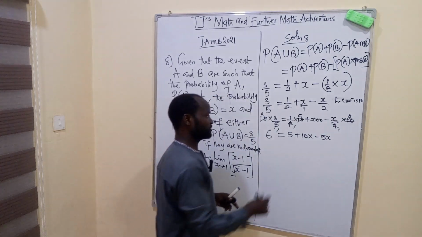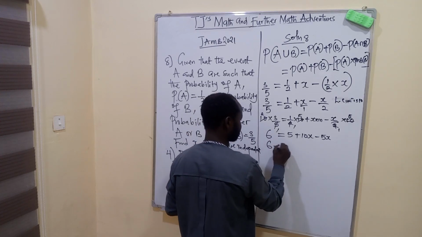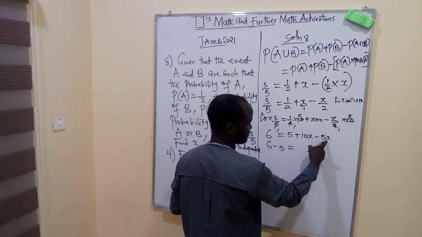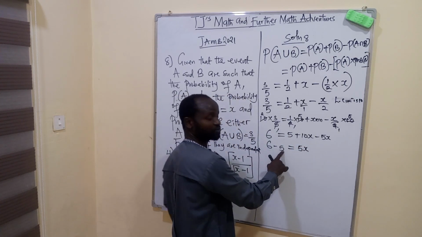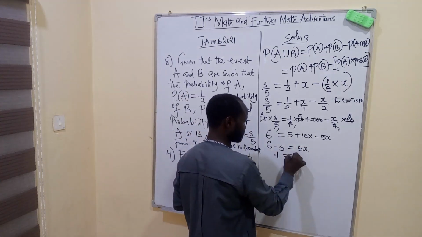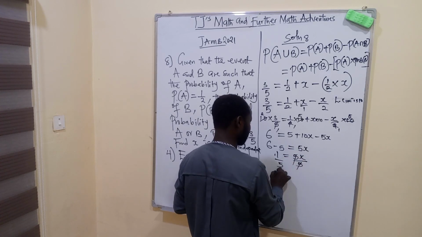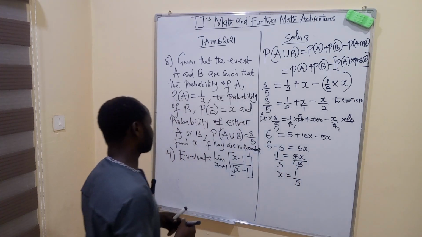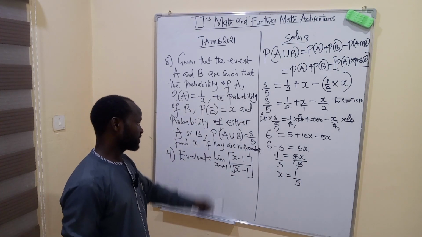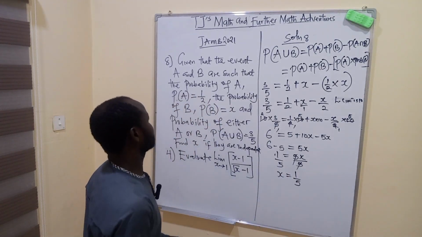Okay, we are asked to find the value of X. So we collect like terms. This will be 6 minus 5 equals 10X minus 5X. Of course, it will be 5X, and 6 minus 5 is 1. This will be 1 equals 5X. Then we divide both sides by 5. So X now will be equal to 1 over 5, because we are asked to find X. So the value of X is 1 over 5.